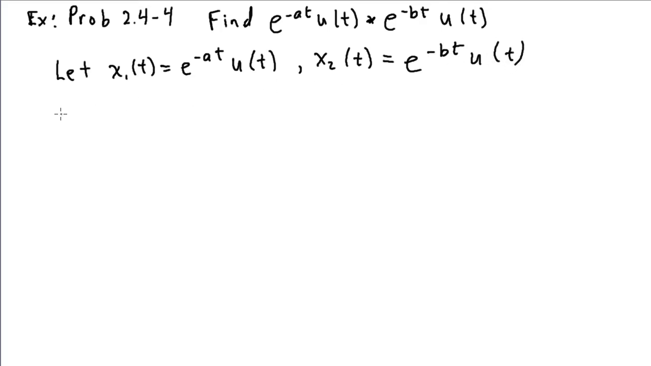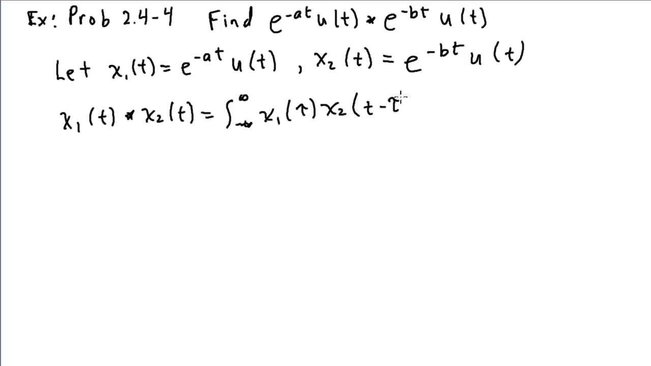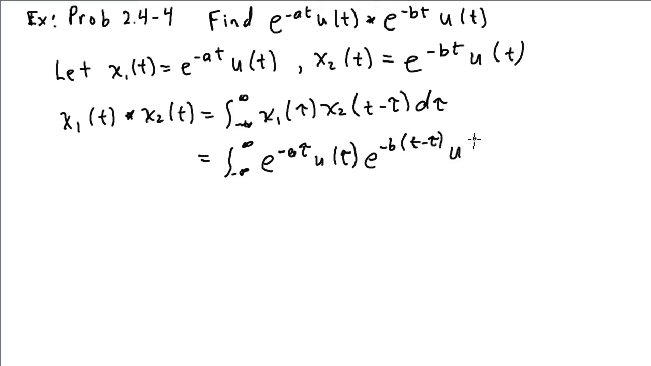And from our convolution integral, writing that down, in the general case, it's the integral from minus infinity to infinity of x1 of tau, x2 of t minus tau, d tau, and then substituting for x1 of tau, we have that expression right here. We just need to substitute tau for t, and we get e to the minus a tau u tau, and similarly we substitute t minus tau in for t in the x2 expression, and we get e to the minus b t minus tau u of t minus tau d tau.